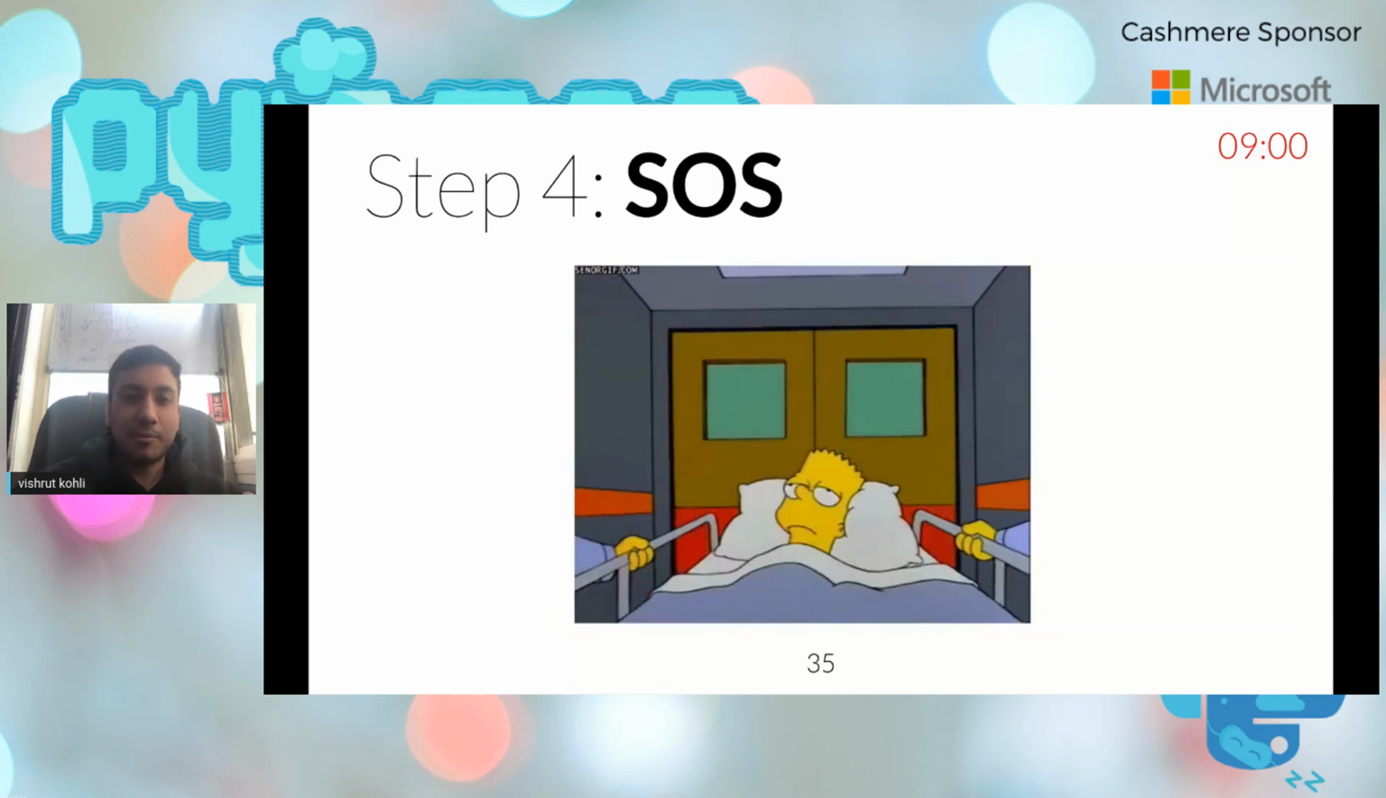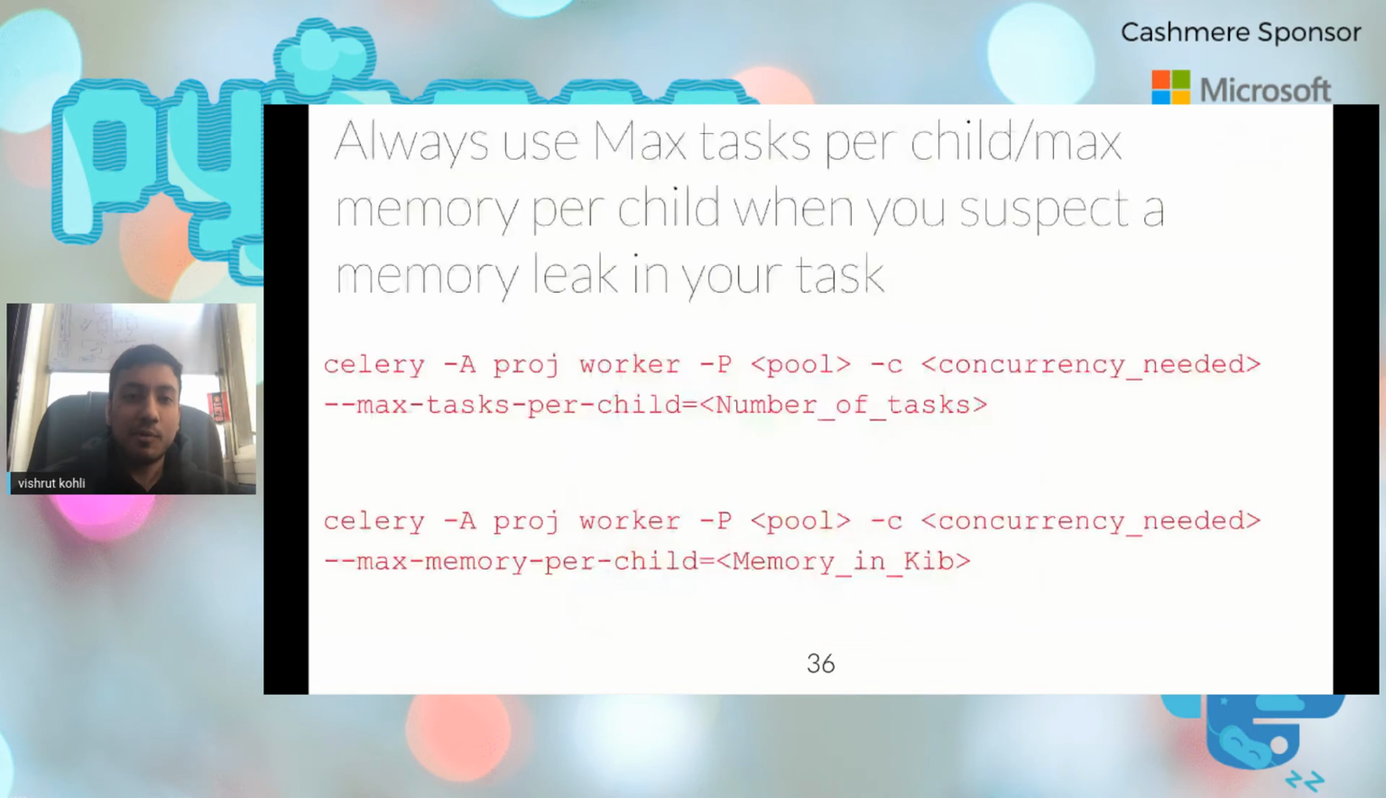So, to solve that problem, Celery provides two thresholds: max memory per child and max tasks per child. With the help of these commands, you can set thresholds either on the number of tasks executed by the process or the amount of memory being used by the process. And when any of the thresholds is reached, it rotates the process and clears out stagnant memory.